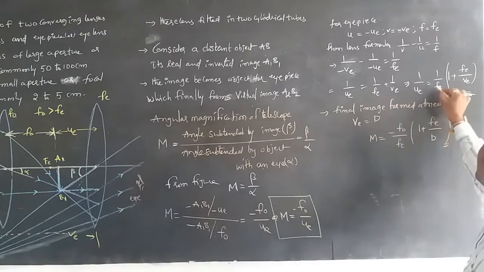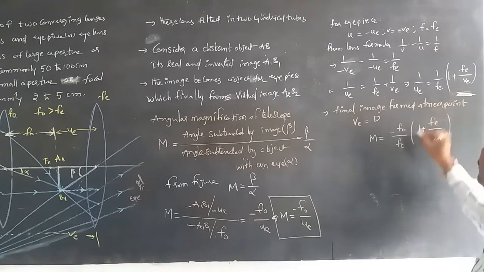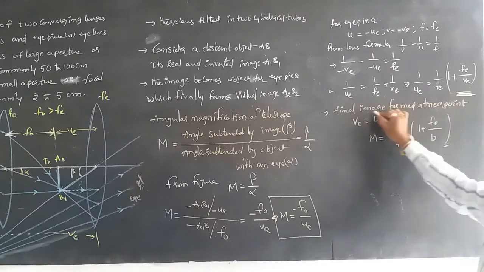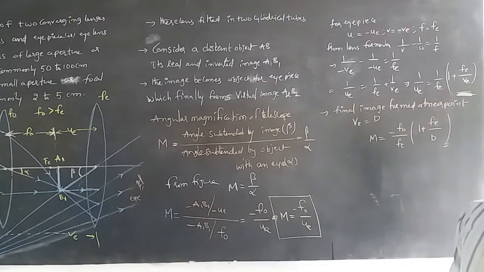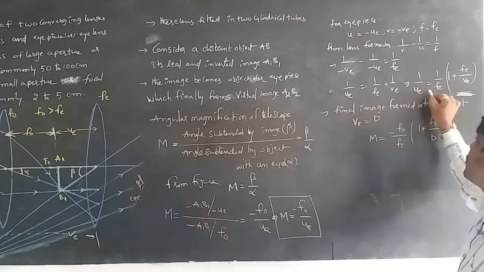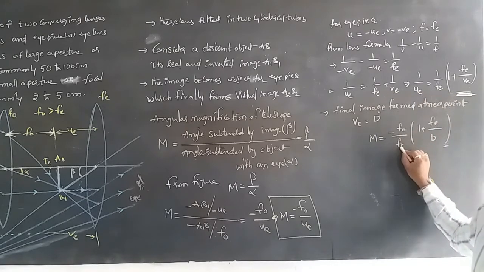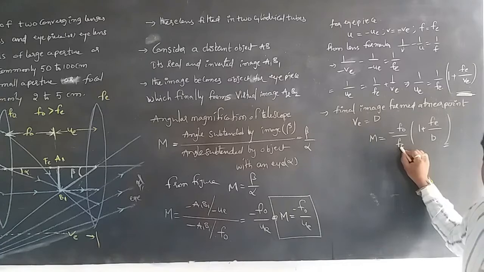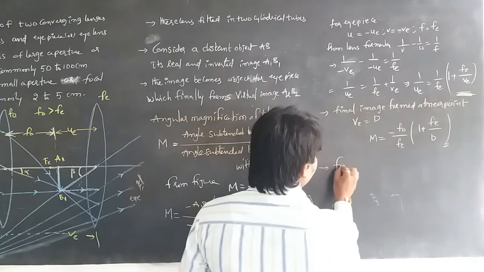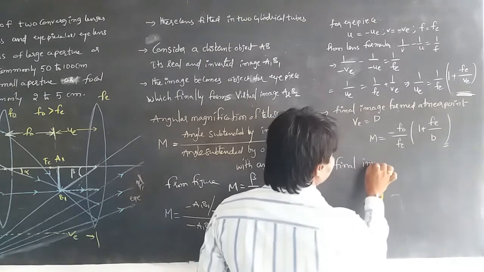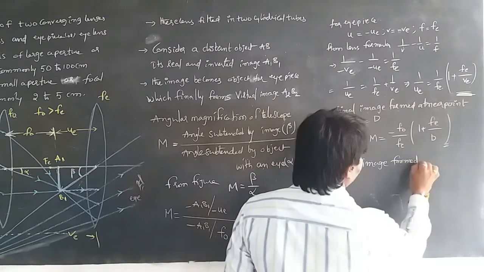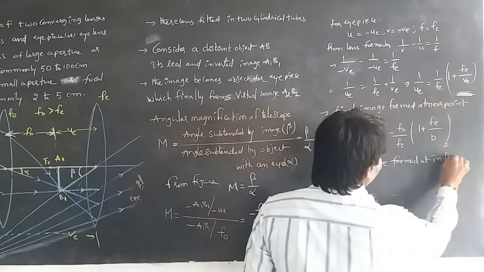Like this, here in case of UE is equal to Fe, we can write that whenever the image is formed at a near point, the object will be at infinity. Infinity means 1 by UE is equal to 1 by infinity, it will become 0. Also in case of UE is equal to Fe, we can write that the image is at infinity. Then let's see, final image formed at infinity.